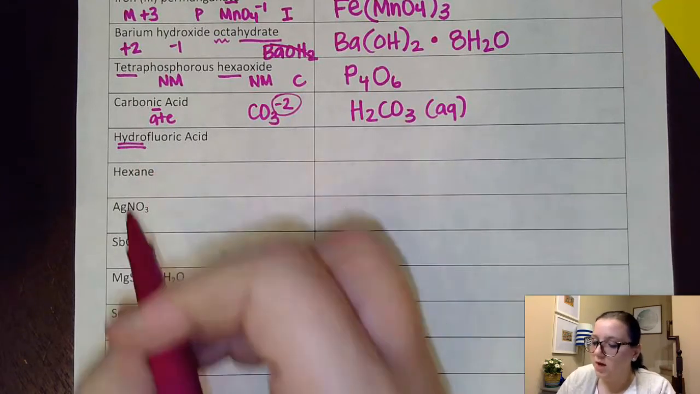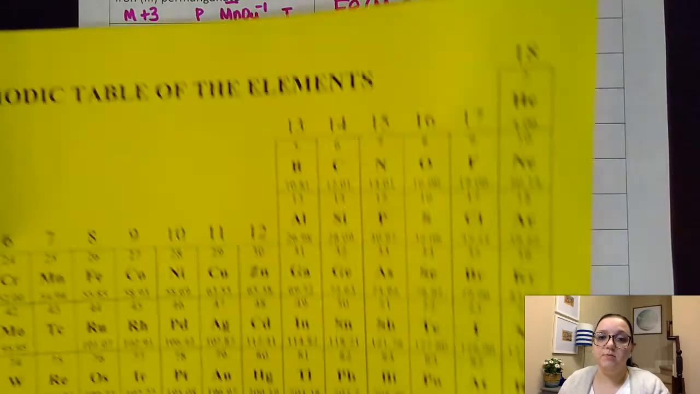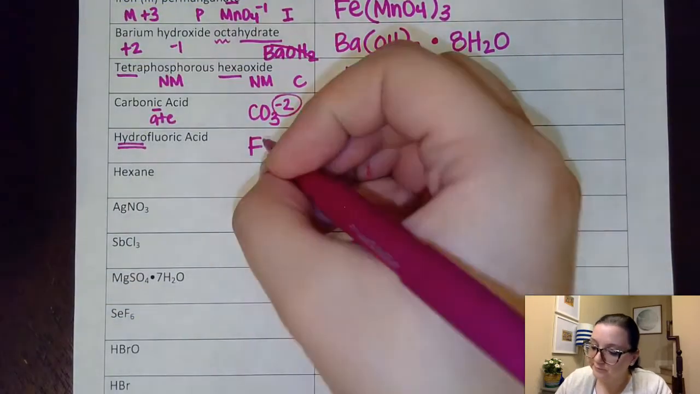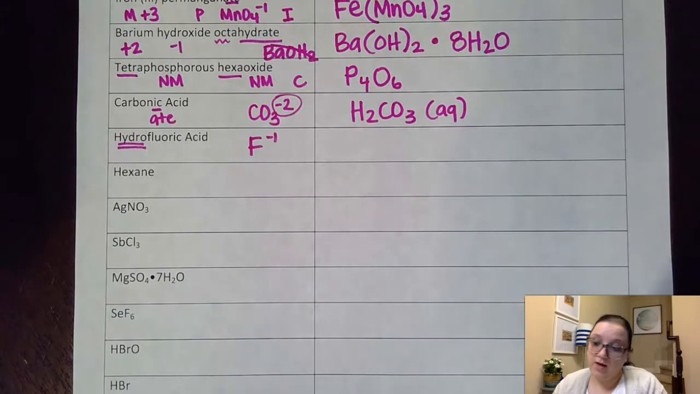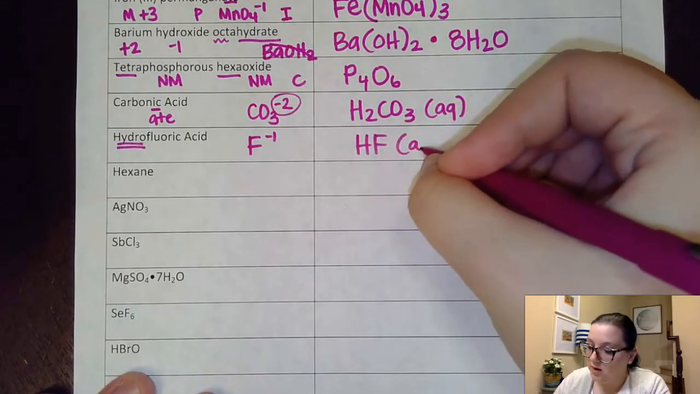Okay, so I know that this is just going to have fluorine in it. And I come over here to my periodic table and I see that fluorine is in group 17, meaning it's -1. And so that means I must have one hydrogen with it to balance out. So this is going to be just HF and it's going to be aqueous.